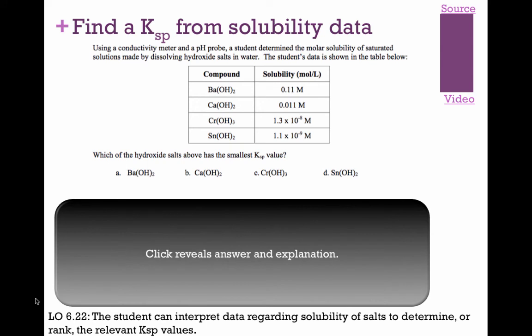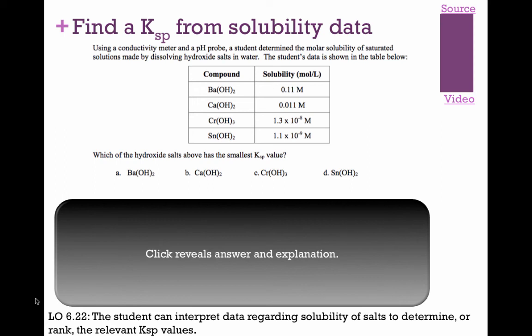Okay, so here's another one, one where you're using data, which is something they're starting to incorporate more. Using a conductivity meter and a pH probe, a student determined the molar solubility, keyword, molar solubility, tells you Ksp, of a saturated solution, ding ding, saturated solution, made by dissolving hydroxide salts in water. The student's data is shown in the table below. Which of the hydroxide salts has the smallest Ksp?